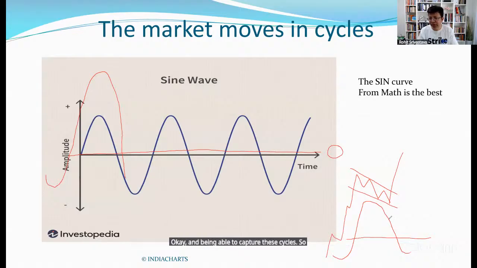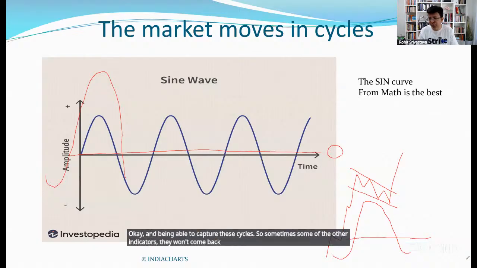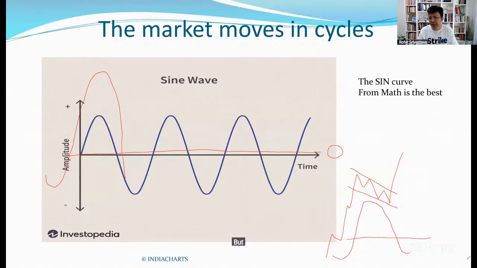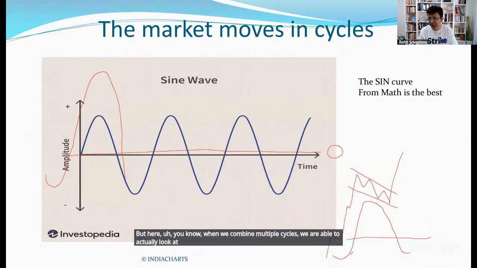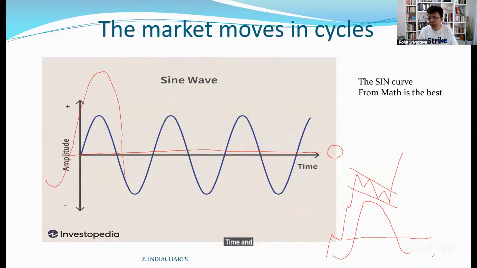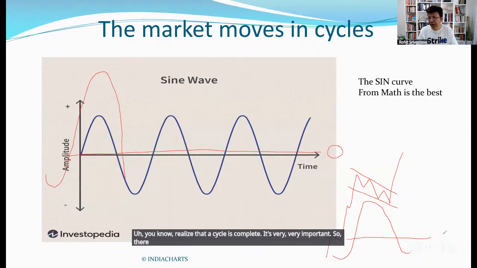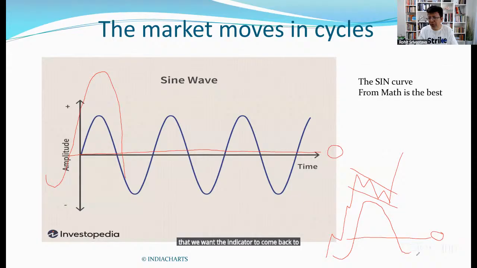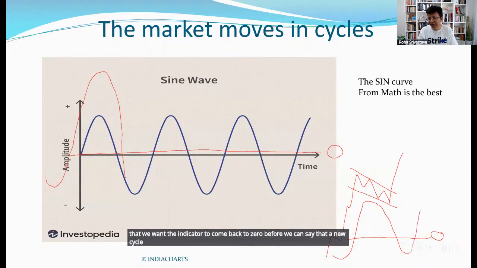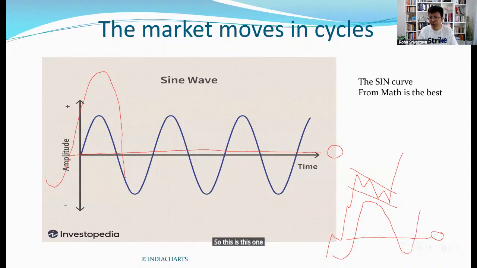Sometimes some of the other indicators, they won't come back to zero. They'll just move up again. But here, when we combine multiple cycles, we are able to look at something which comes back to zero time and again and allows you to realize that a cycle is complete. It's very, very important. So there's a zero line concept to this, that we want the indicator to come back to zero before we can say that a new cycle has started. So this is one basic important concept that you actually learn.